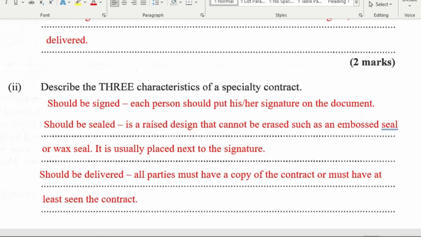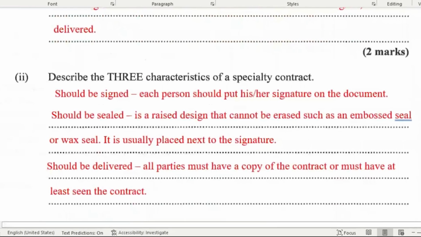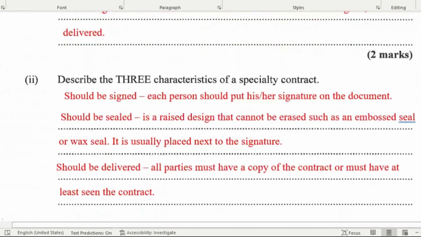Okay? Now, when a contract is sealed, it simply means that you use a raised design that cannot be erased, such as an embossed seal or wax seal. It is usually placed next to the signature. All right. Now, the third characteristic, where it says it should be delivered, it means that all parties must have a copy of the contract or must have at least seen the contract. Okay? So those are the 3 characteristics of a specialty contract.